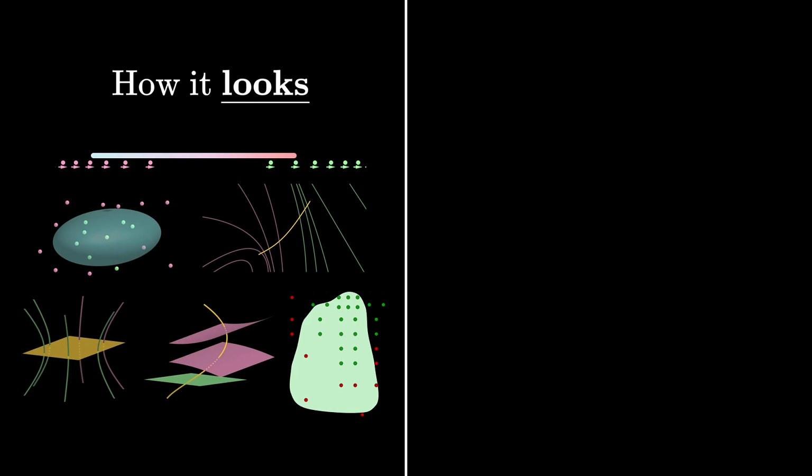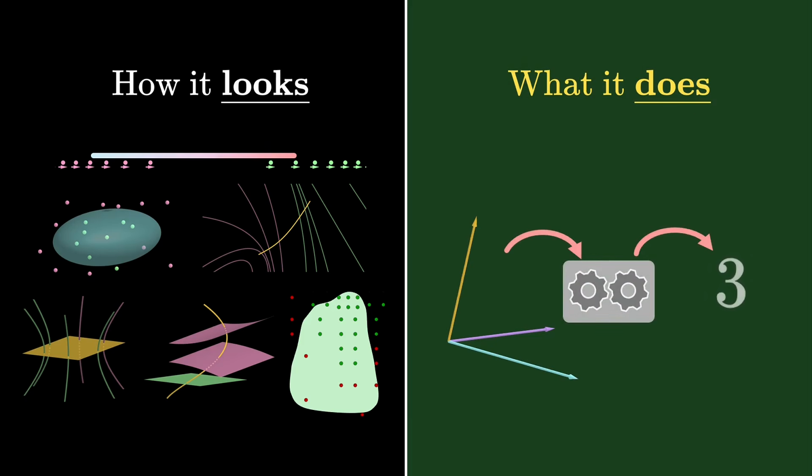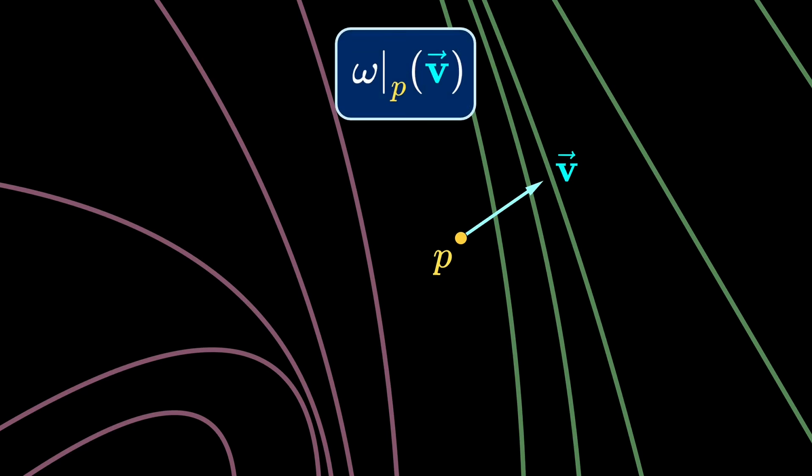But there is a different, equally important way, and I call that what it does. This other way of thinking allows us to properly define differential forms. Let's go back to the line integral visualization we had in 2D. At any point P, we can define a function. This function takes in a vector v and spits out a number which we are going to denote as omega at p acting on v.